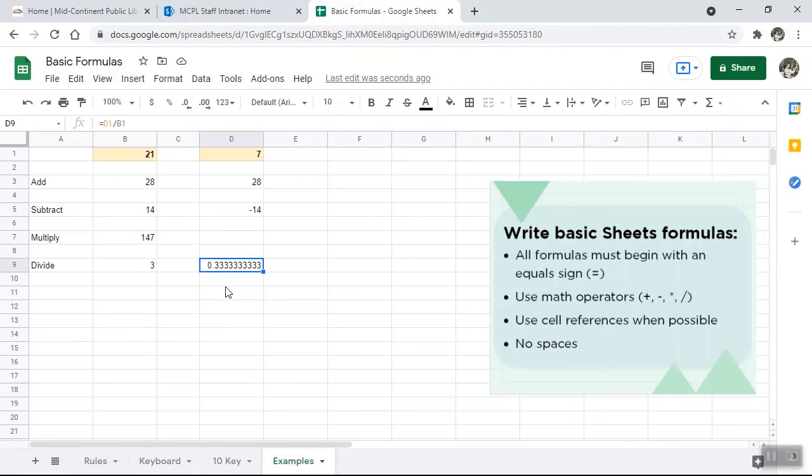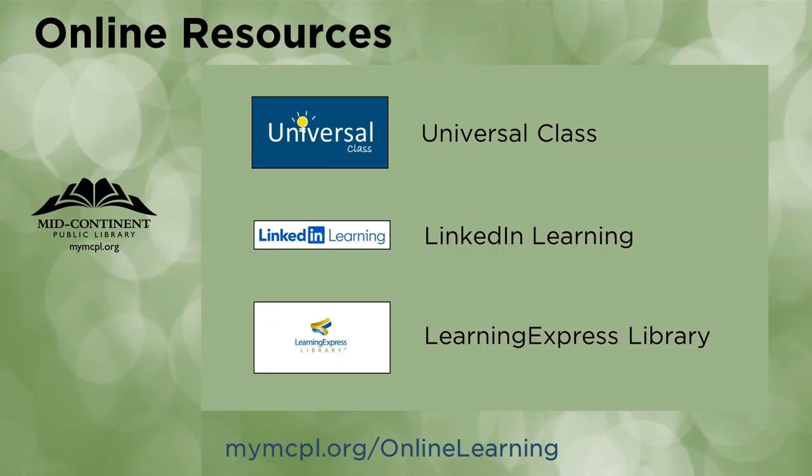And so now we have done addition, subtraction, multiplication, and division using those math operators and basic math to get a lot of the answers that we need in our spreadsheet.